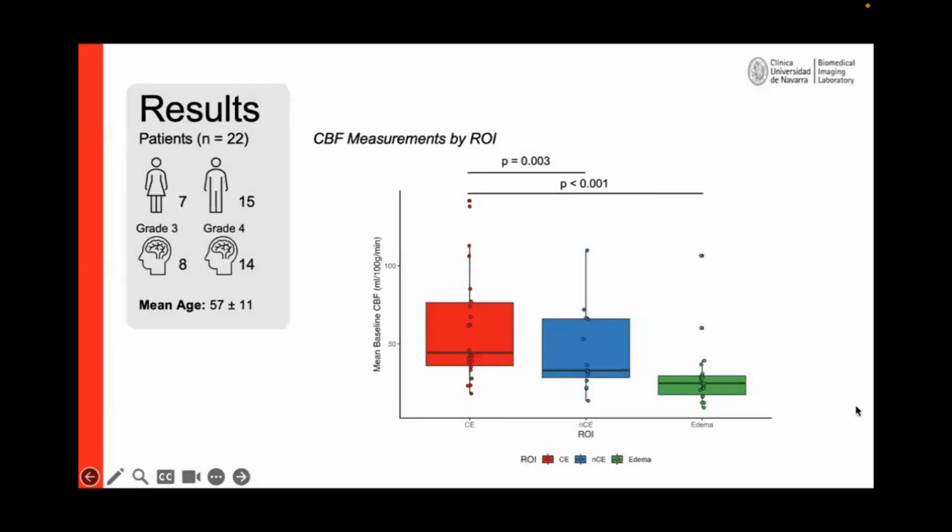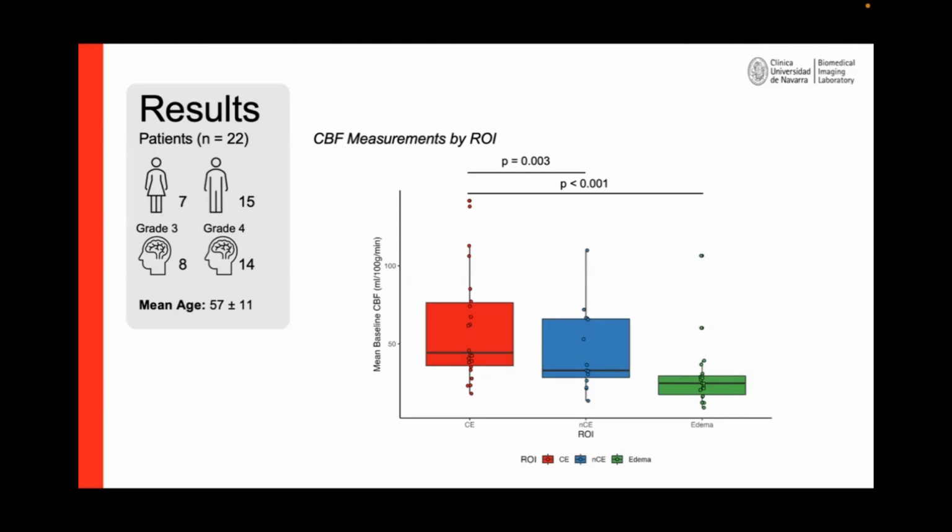So there were 8 patients with a histopathological confirmation of grade 3 glioma and 14 patients with grade 4. These patients were classified using the 2016 WHO classification of brain gliomas. All experiments were conducted between May 2021 and May 2022. 7 of the patients were females, with a global mean age of 57 years.